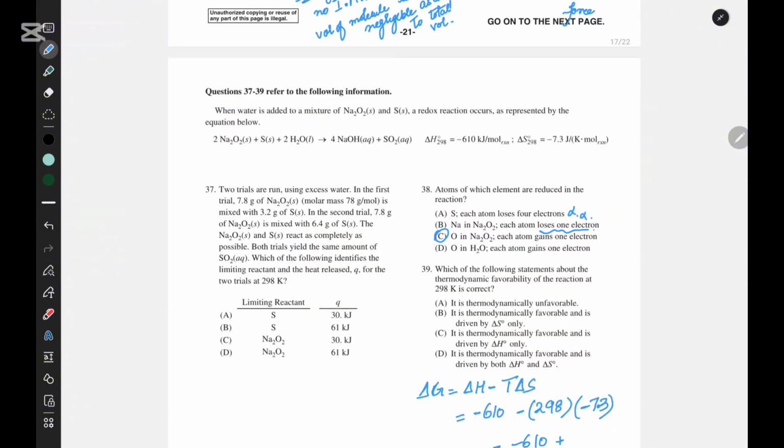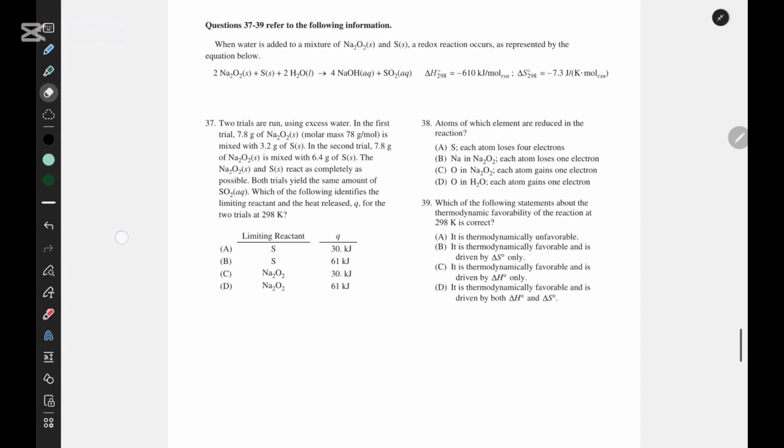When water is added to a mixture of Na2O2 and sulfur, a redox reaction occurs as represented by the equation below. So in this question they are saying 2 trials are run using excess water. In the first trial, 7.8 gram of Na2O2 is mixed with 3.2 gram of sulfur.